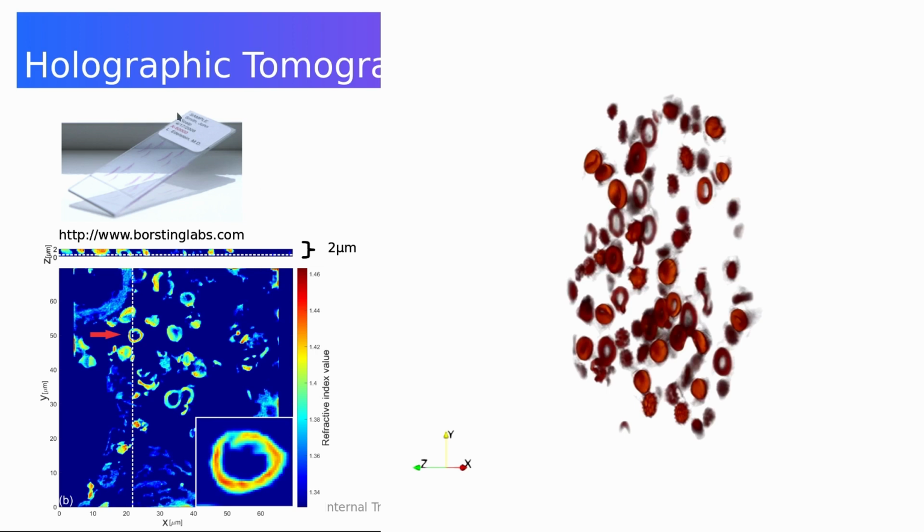And here is an example of a measurement that we performed with a histological slice. And this is again a two-dimensional cross-section through this three-dimensional reconstruction of this histological slice.